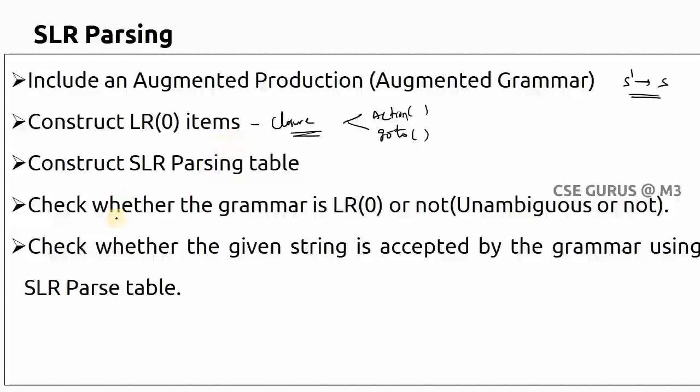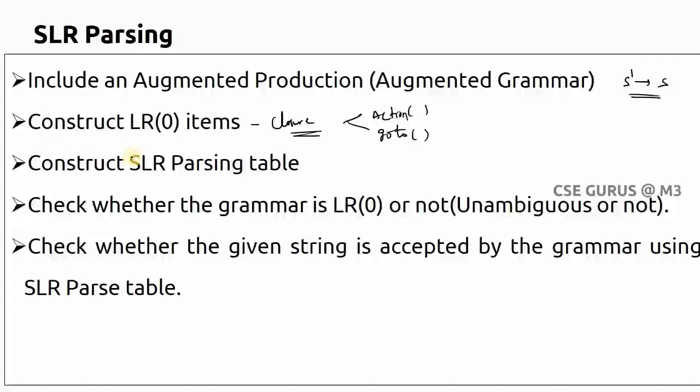Now you have to check whether the grammar is LR of 0, that means checking whether there is any ambiguity. We checked the same thing, ambiguity or not, in our predictive parsing also. Like this, here also we'll check it, and we'll see the procedure. Next we check whether the given string is accepted. That is the final step: for a given input string, you have to use this parsing table, and how to do that based on a stack is also very important. We'll see all those things.